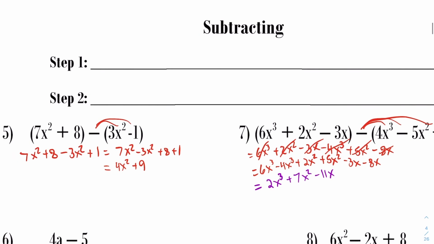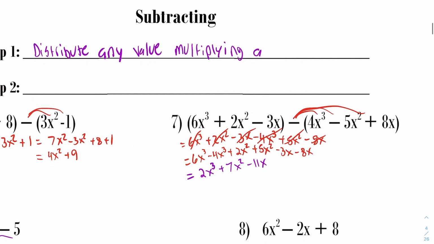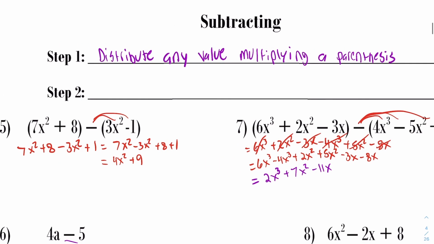Step 1. Distribute any value multiplying a parentheses. Step 2, combine like terms.